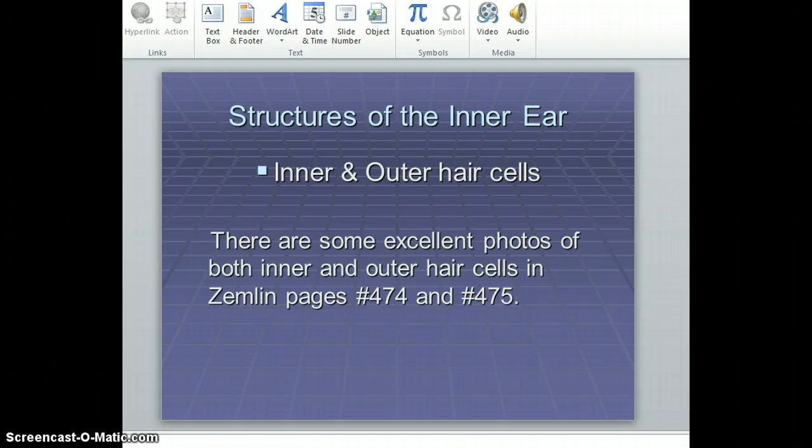The inner and outer hair cells, there are some excellent photos of both inner and outer hair cells located in your Zemlin textbook, pages 474 and 475. So please take some time to review those little wormy little guys. They're so critical and so important that we understand as much as we can about the inner and outer hair cells.